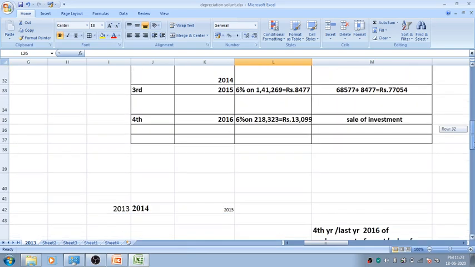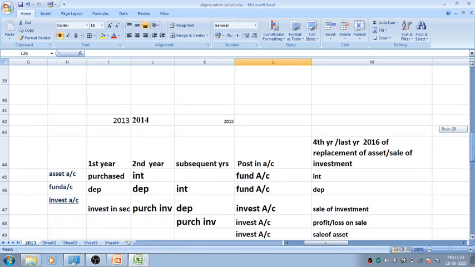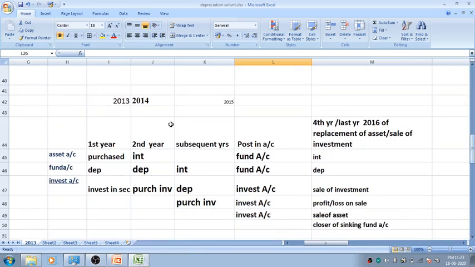Now we will see what are the journal entries in the first year. You are asked to prepare machinery account, depreciation fund account, or sinking fund account, and sinking fund investment account. In the first year, there are 3 entries to be passed. I am just revising: entry for purchase of machinery, entry for depreciation, and entry for investing in securities.